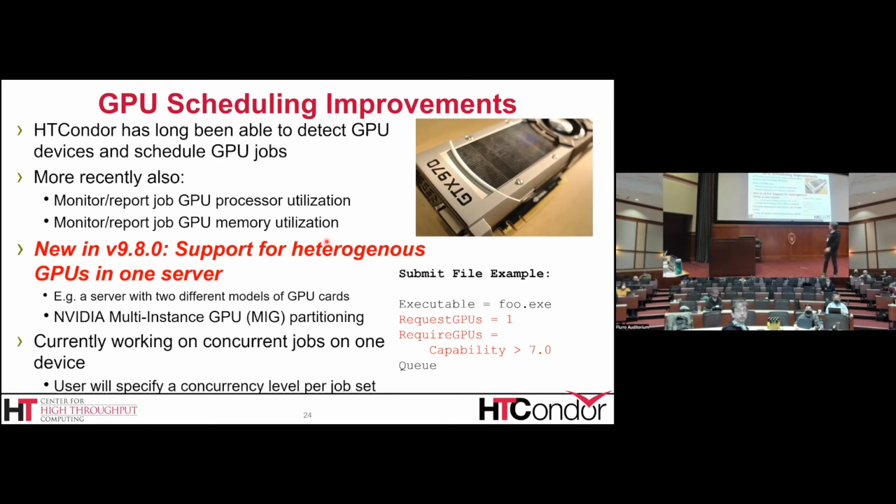What users put in their submit file is request_gpus for the number of GPU devices, and then they can say require_gpus and give an expression like CUDACapability is greater than 7. Interestingly enough, this heterogeneous GPU support is also very much needed to support MIG devices, because the MIG capability splits up an NVIDIA GPU into multiple baby GPUs, and these multiple baby GPUs are rarely homogeneous. So that's pretty neat. We're also working on the ability to have concurrent GPU jobs running on one device.